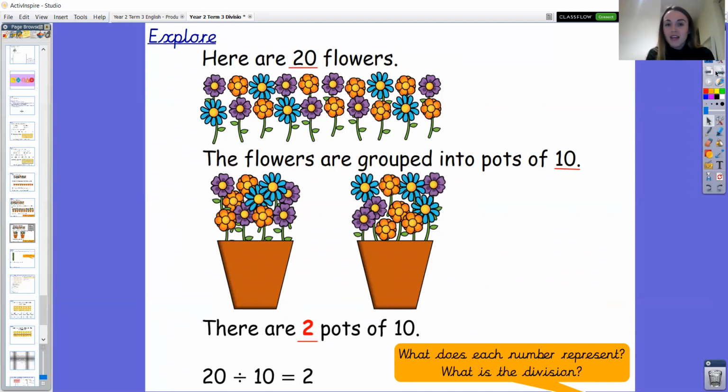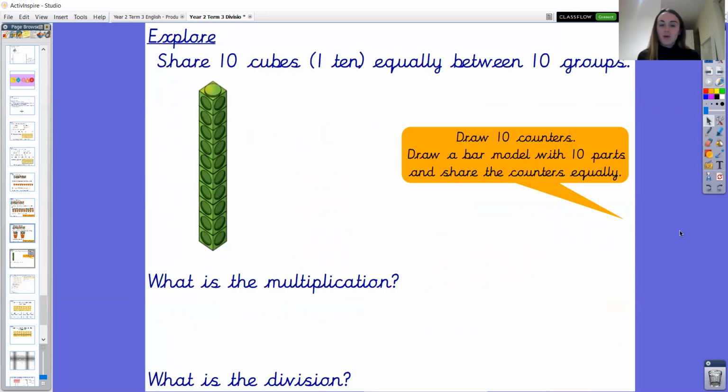Well done, year 2. Okay, so we've got another question before we move on to your independent learning for step 1. So on this explore question, it says share 10 cubes. In brackets, I've put 1 ten, as we know 10 ones make 1 ten, don't we? So share 10 cubes equally between 10 groups. Okay, so first of all, having a look at this picture here, you can see there are 10 cubes. Looks like a tower, doesn't it?